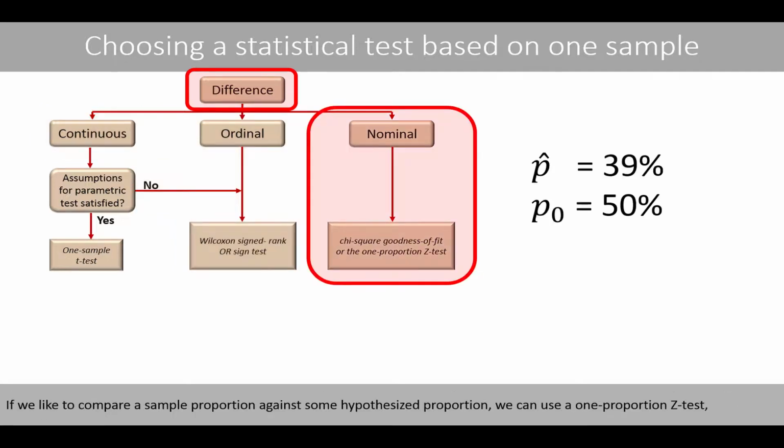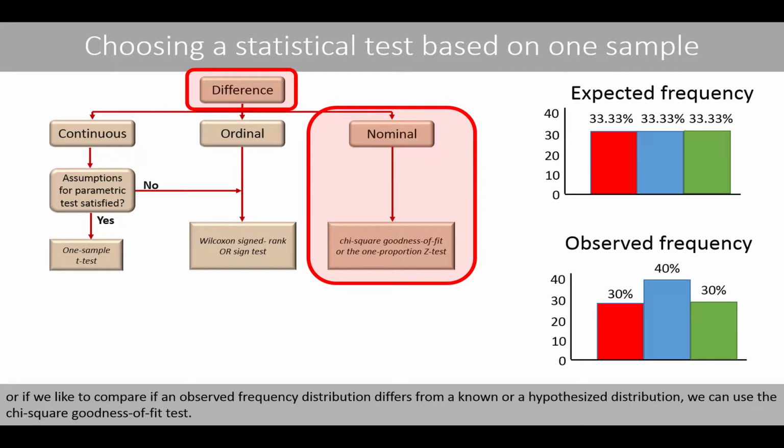If we like to compare a sample proportion against some hypothesized proportion, we can use a one proportion z-test. Or if we like to compare if an observed frequency distribution differs from a known or hypothesized distribution, we can use the chi-square goodness of fit test. Remember that the chi-square goodness of fit test can be used on more than two categories, whereas the one proportion z-test is used for only two categories.